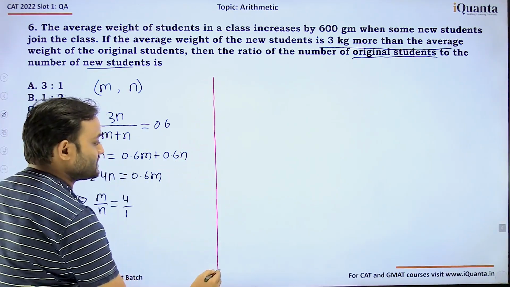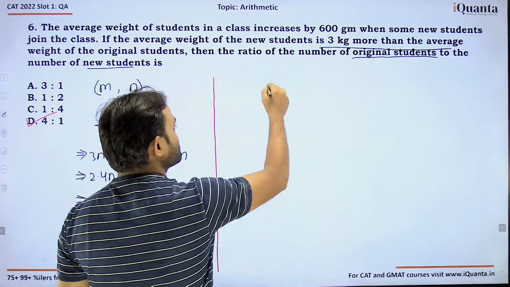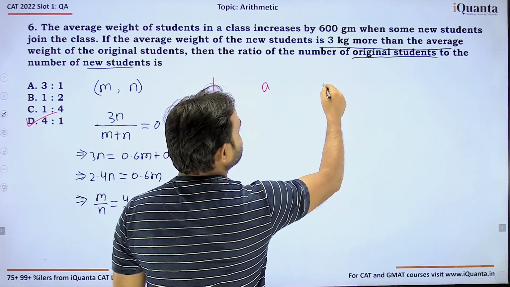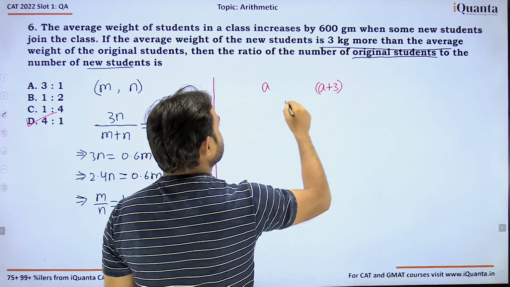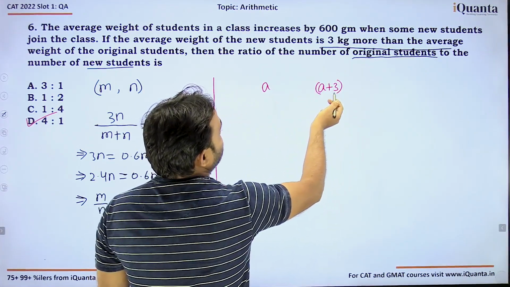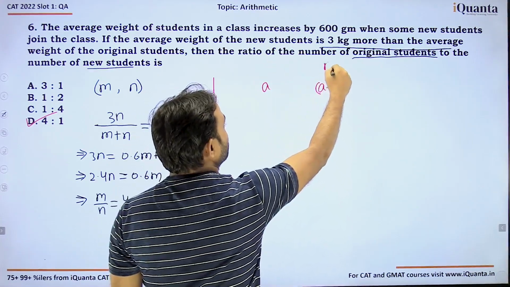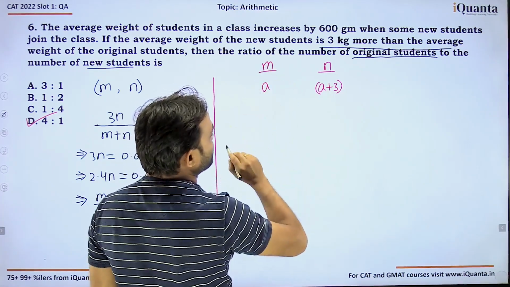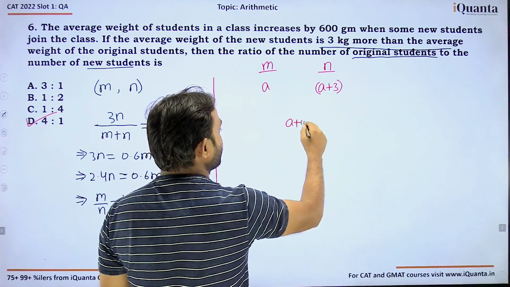Now, this question can be solved using the alligation method also. What's the previous average? The initial average is A. What's the new average? The average of the n students is A plus 3, not the new overall average. For n students, the average is A plus 3. For m students, the average is A. And the overall average is A plus 0.6.